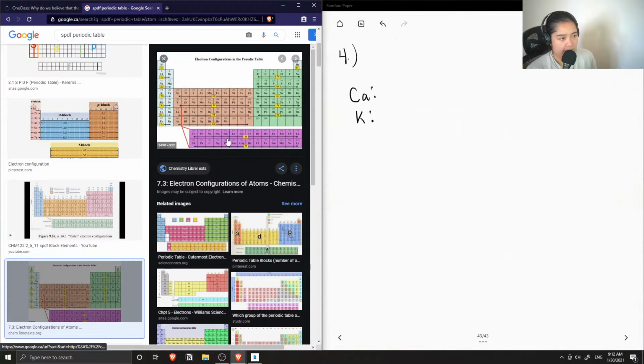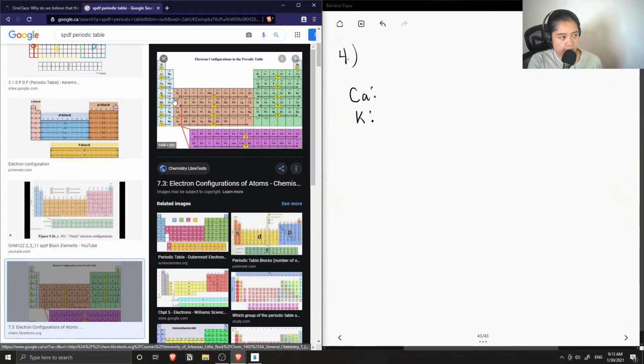After dividing it, we get something like this. The s orbital are the first 2 columns here, including the helium. And the p orbital is this green section. The d orbital are the middle transition metals. And the f orbital is just the last 2 rows, the lanthanides and actinides. So calcium is found here. Atomic number is 20.